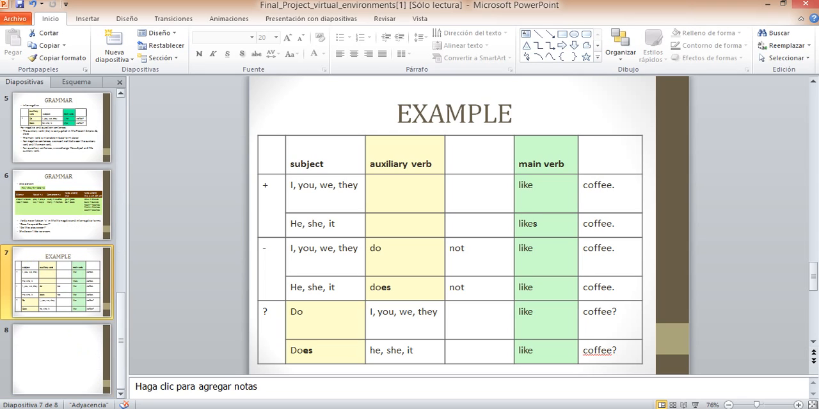And this is all that I can explain about present simple. This is the ending of the lesson.